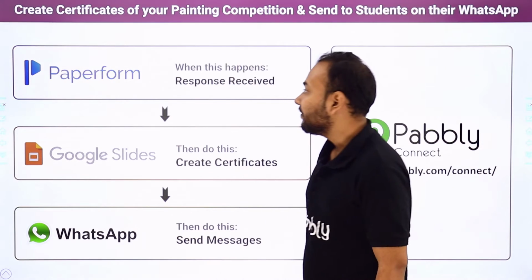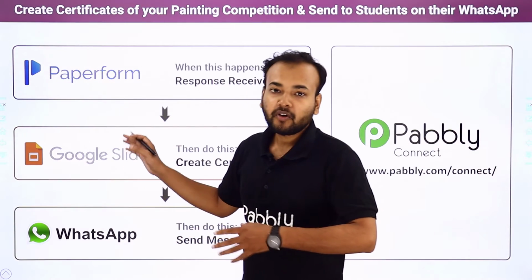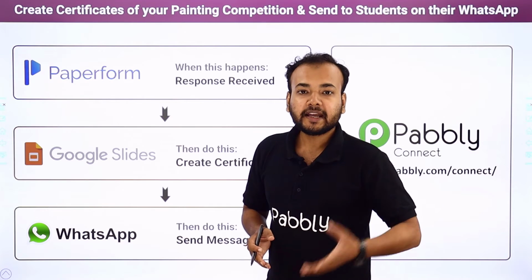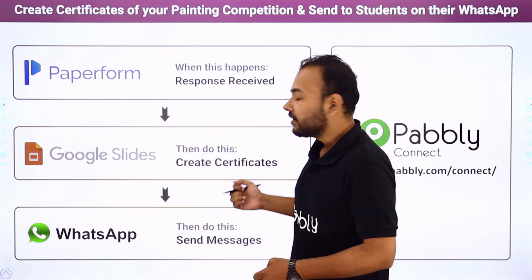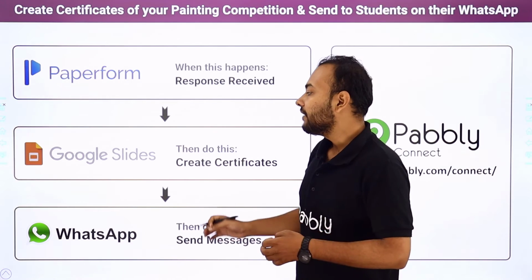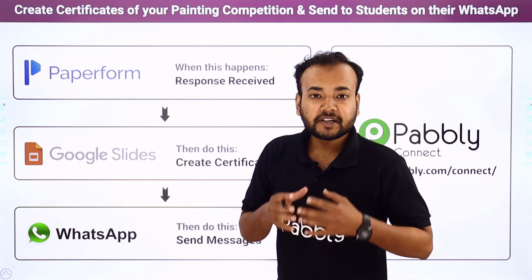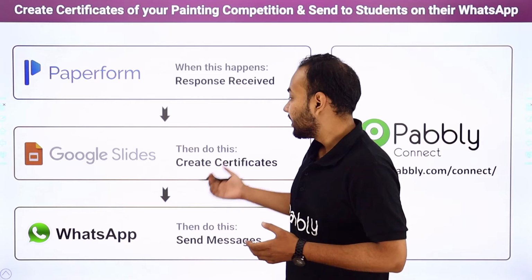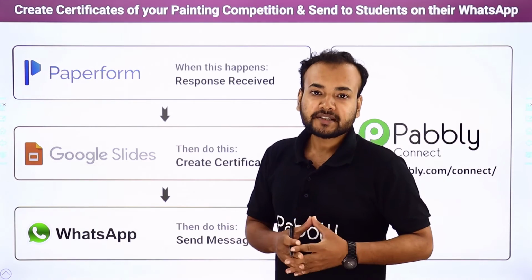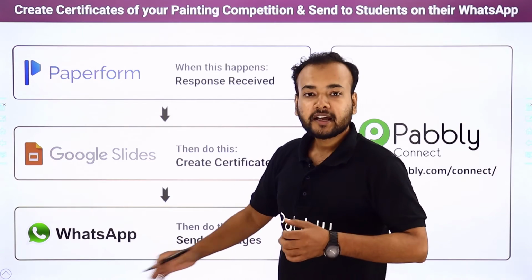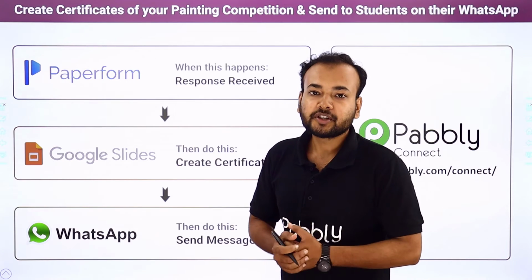Now in this process we have used Fillout to build the form. In place of Fillout you can also use any other form building application such as Typeform or Pabbly Form Builder. And to create certificates for your participants you have used Google Slides here, which is an online word processor in which you can create presentations and templates just like our certificate. And guys, WhatsApp, as you already know, is a very widely used instant messaging application and we are using it here to send certificates to the participants of the painting competition.